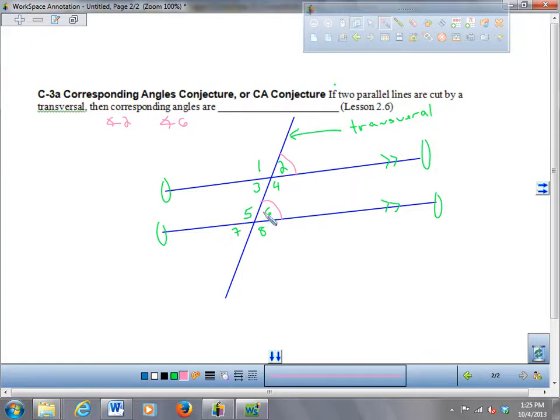Anyone figure out something that's got to be true? What does it appear that's true? Go ahead, John. They're both the same thing. They're congruent. Angle 2 is congruent to angle 6. So corresponding angles are congruent. That's what you should have figured out.